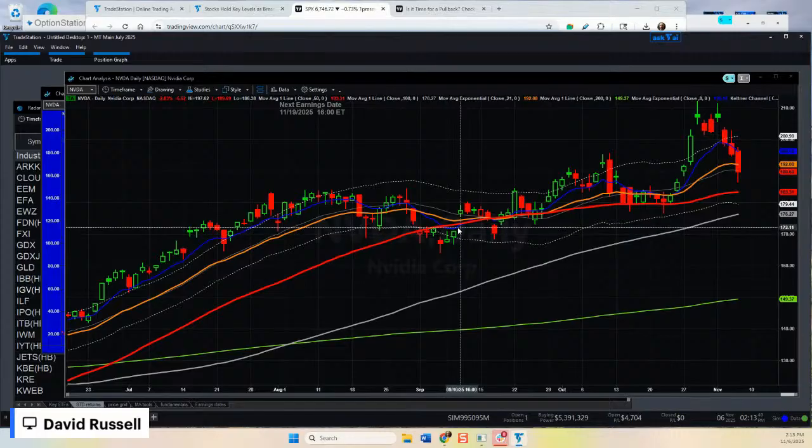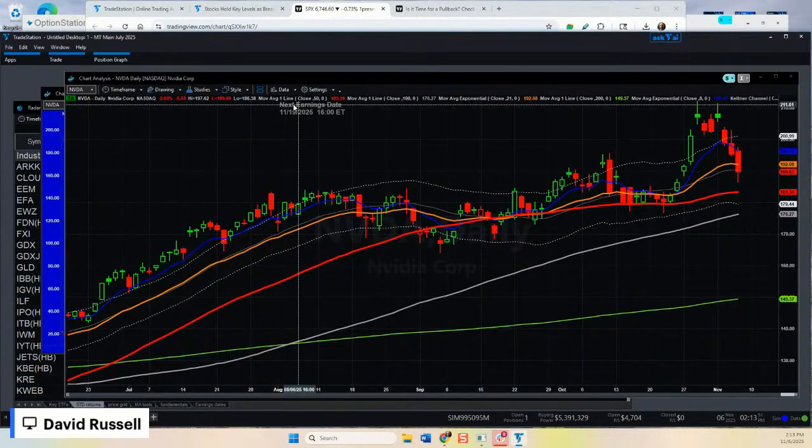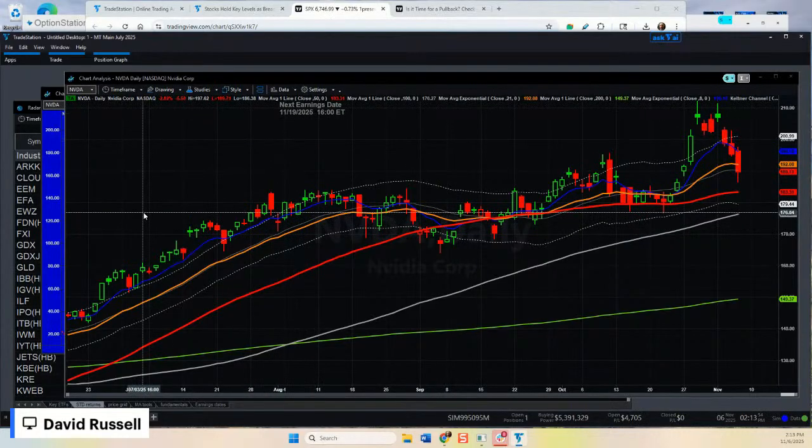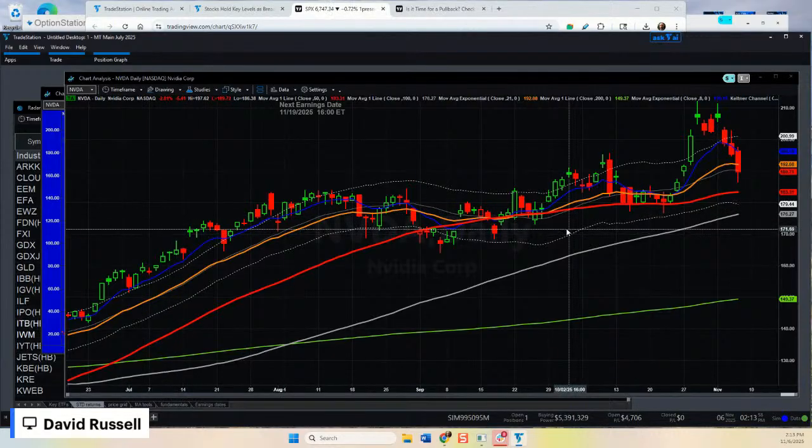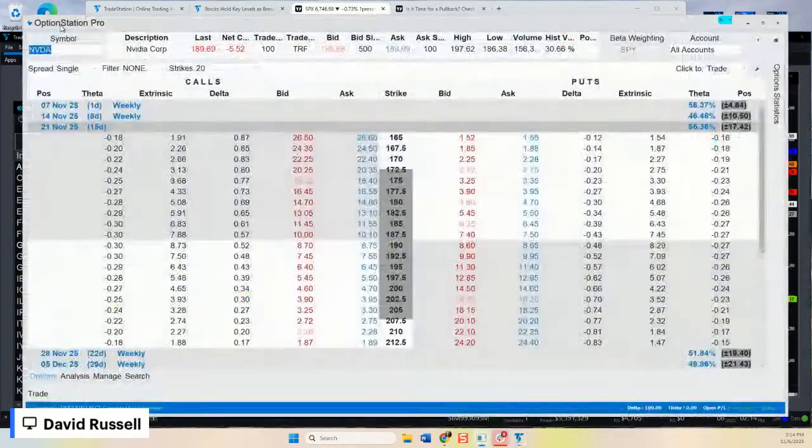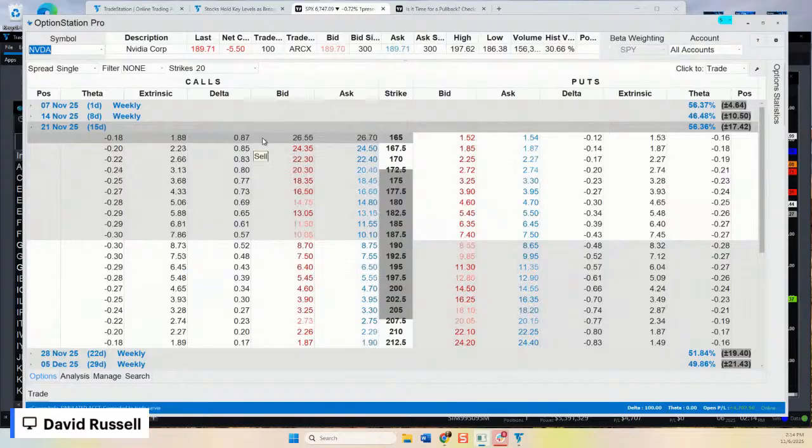What's interesting about today's pullback is that, with the catalyst of earnings, it actually sets up a potential opportunity for people to get involved on the long side of a bullish call spread. Because earnings are on the 19th. Let's go to Option Station Pro, which I have loaded up here. And we can actually see here, I'm looking at the expiration of the 21st of November because that would cover earnings.